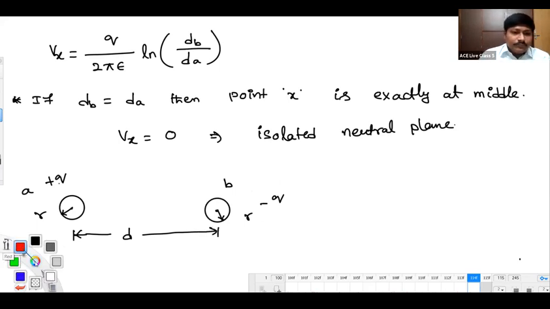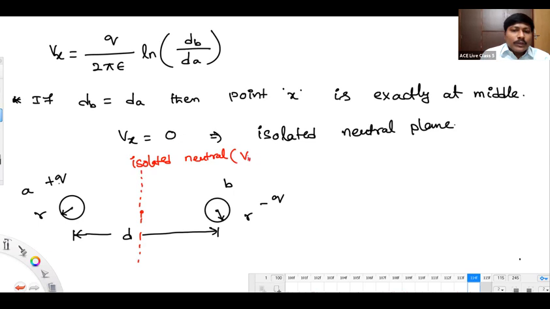Next. Exactly at the midpoint, if you stand between the two charges, potential is 0. So I can say voltage at this midpoint will be 0, and this is what we have named already as neutral plane, the isolated neutral plane, where the voltage value was 0.